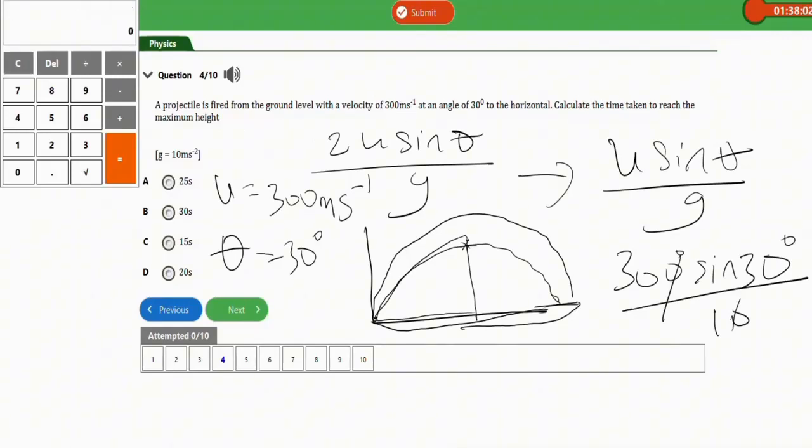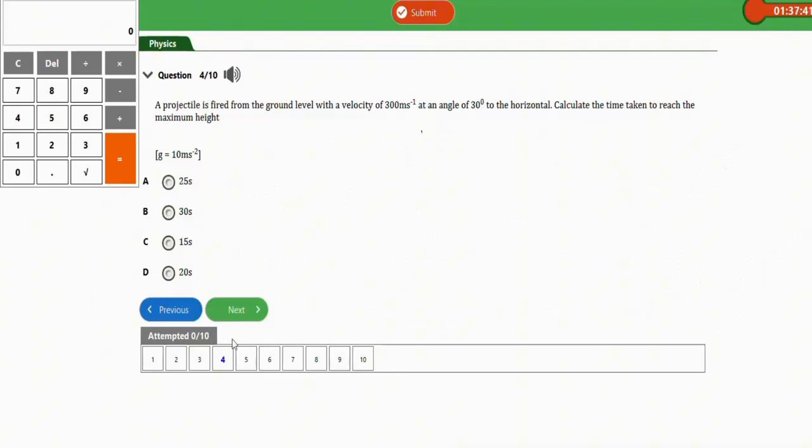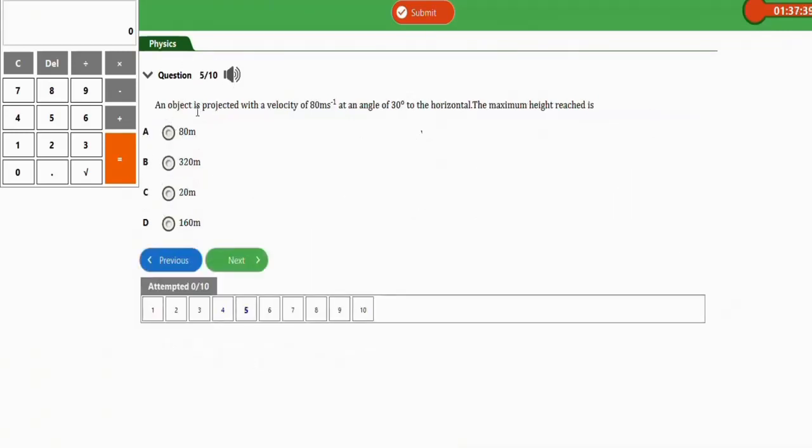Okay, so let's wipe this and solve the next repeated question. So the next repeated question will be this question. It says an object is projected with a velocity of 80 meters per second at an angle of 30 degrees to the horizontal. The maximum height reached is... alright, now for this particular question, I'm looking for maximum height. The formula for maximum height is u square sine square theta over 2g.